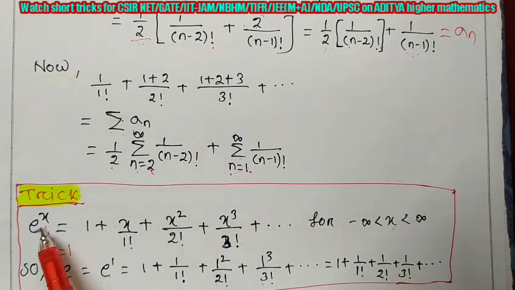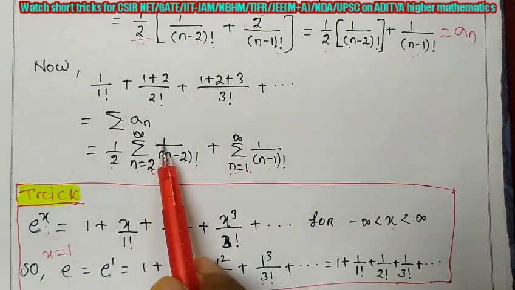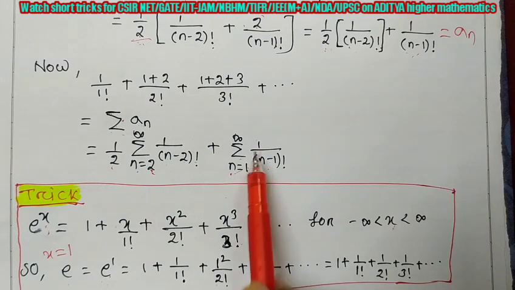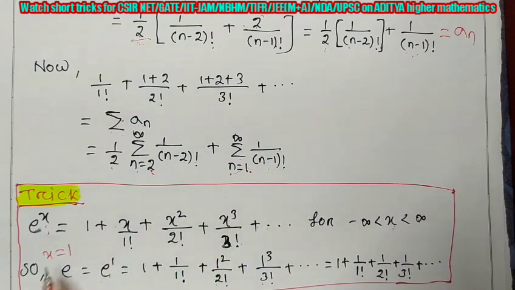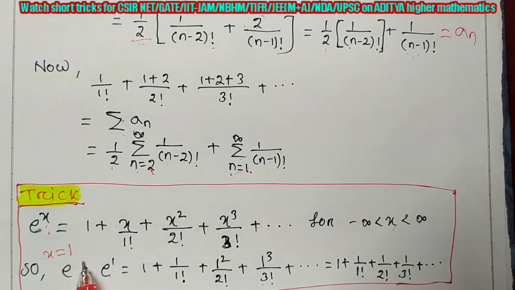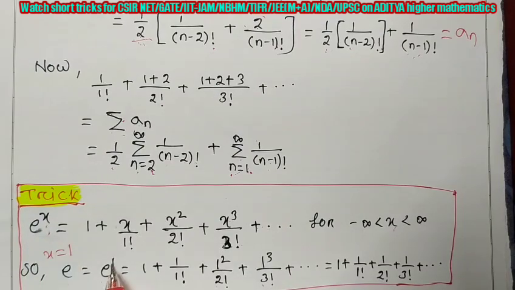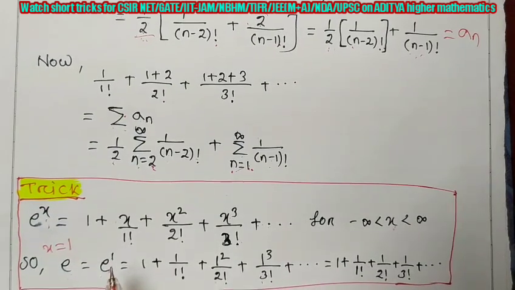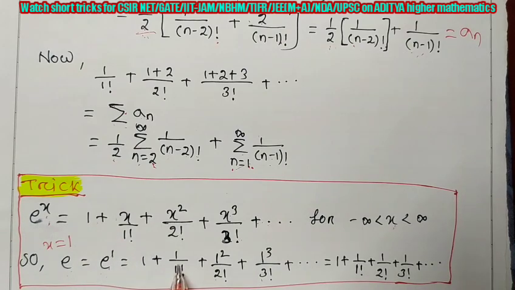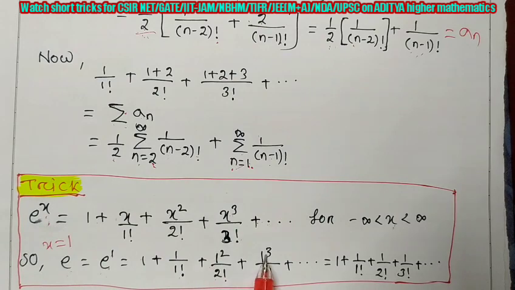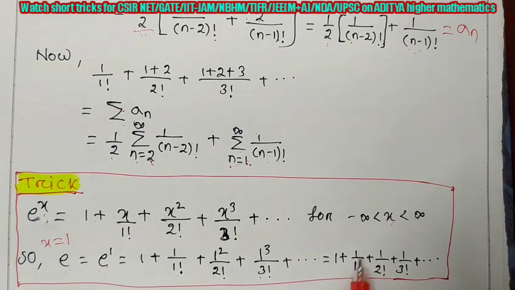But here I am writing for x, but in that question it is given numerators are 1. So to get all the numerators 1, you have to put x is 1. So when x is 1, e^x is e^1, which is e. And on the right side it is coming 1 + 1/1!, 1 square, then 1 cube. All the terms 1 power whatever, it is coming 1 only. So you can see 1 + 1/1! + 1/2! + 1/3! is coming. Finally, it is the value of e.